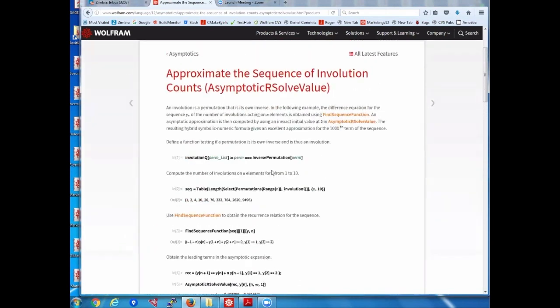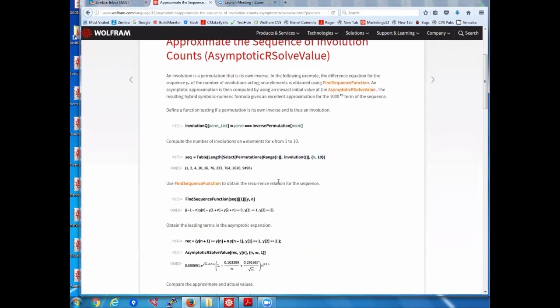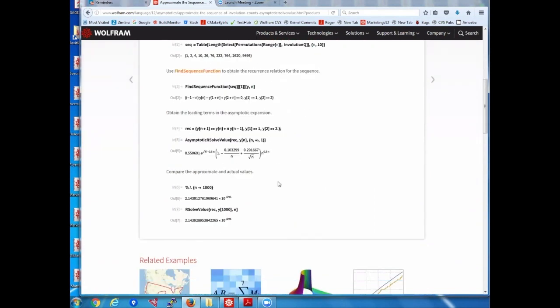So this example shows you the power of asymptotics. You start with the sequence, find an approximation, and then use it.